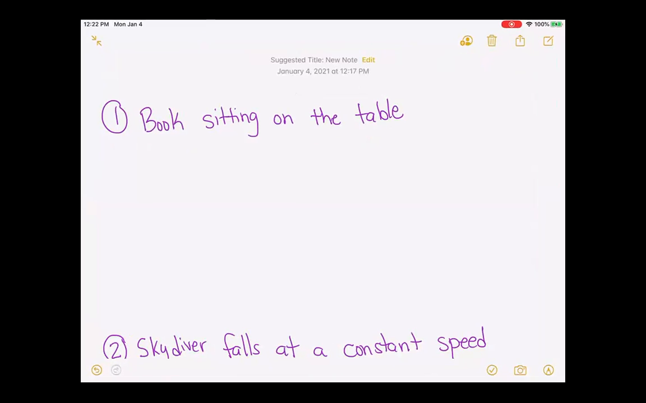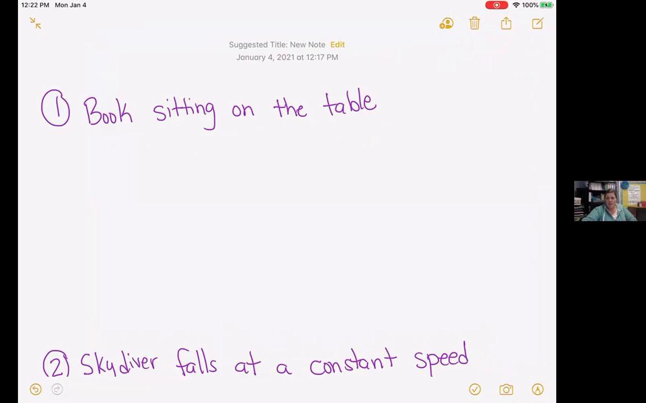The first one I want to talk about says a book sitting on a table. Now, please remember that when we talk about the book sitting on the table, there are automatically going to be 2 forces acting upon that book. There's the force of gravity pulling it down, but there's also what we call the normal force. Anytime you have an object that is sitting on another object, we refer to that as the normal force.